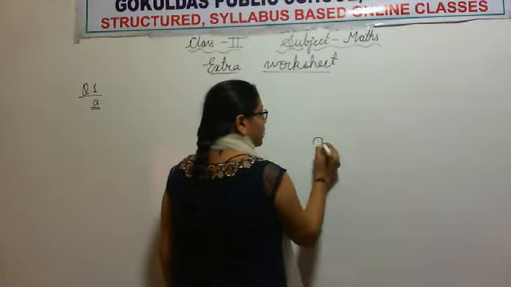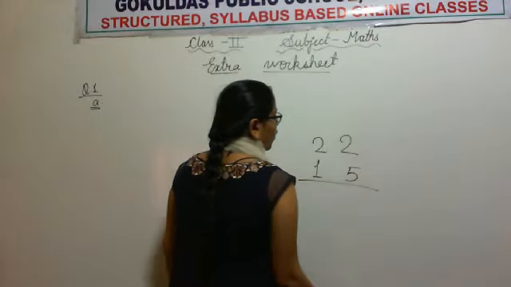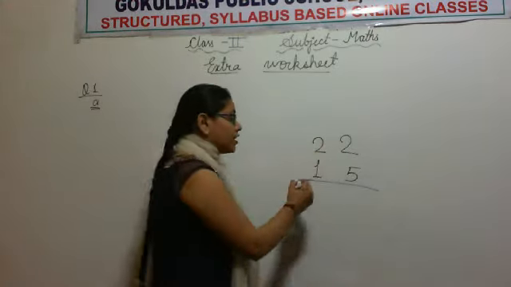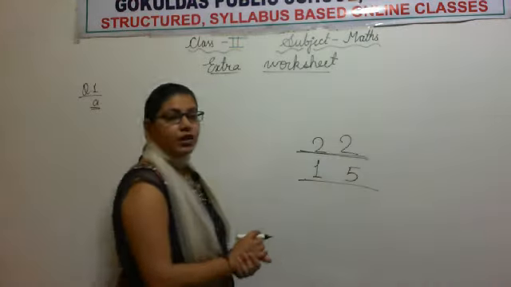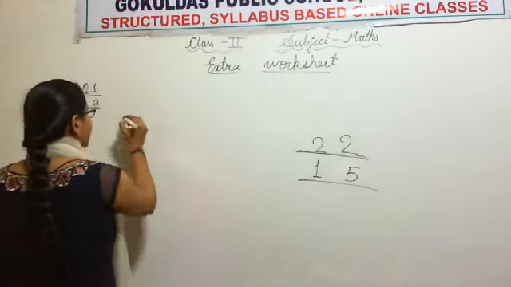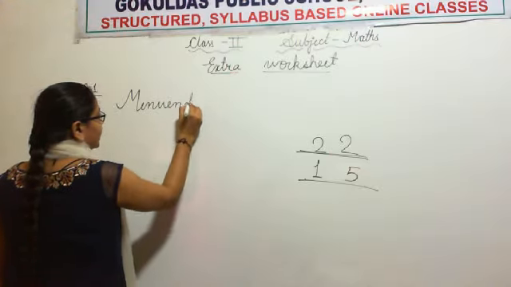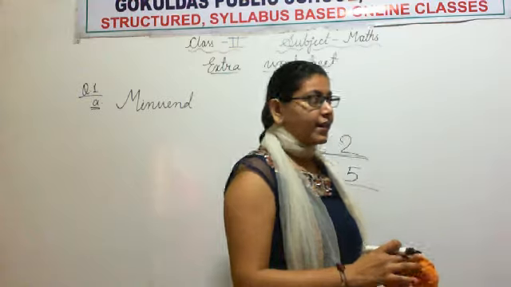See, suppose these two numbers are the given numbers. Now the question is asking about the bigger number from which the smaller number is subtracted. It means the question is asking about this number. So what do we call this number? Very good. We call it minuend. So let's write minuend, and I hope you all did it correctly.